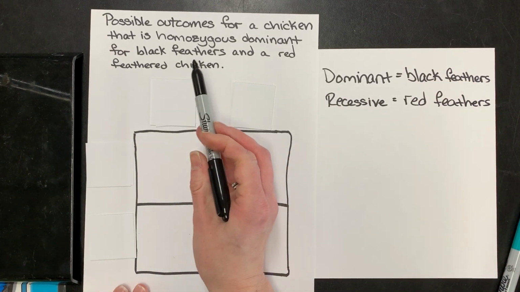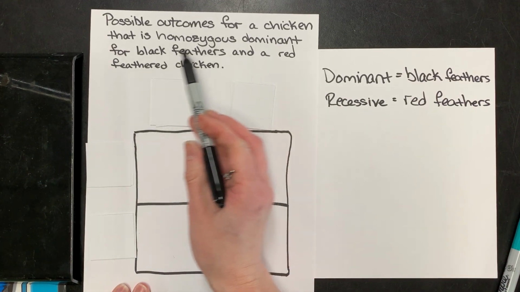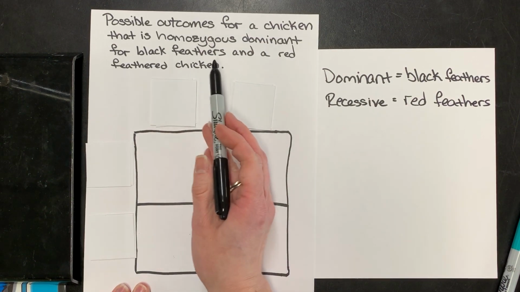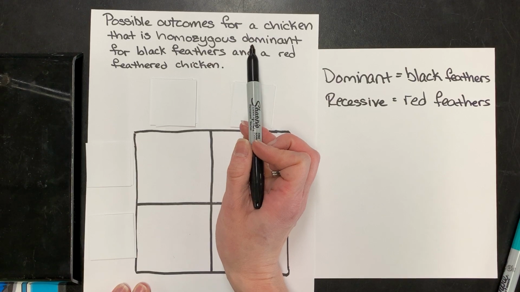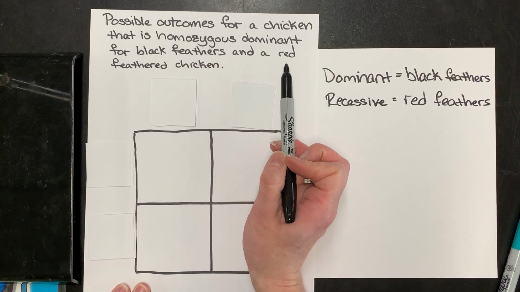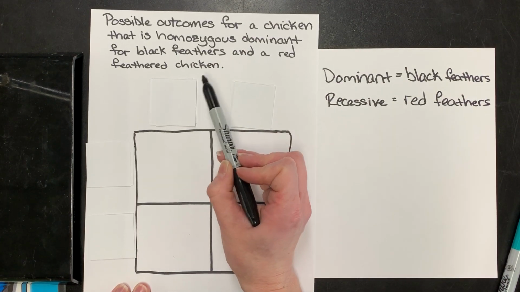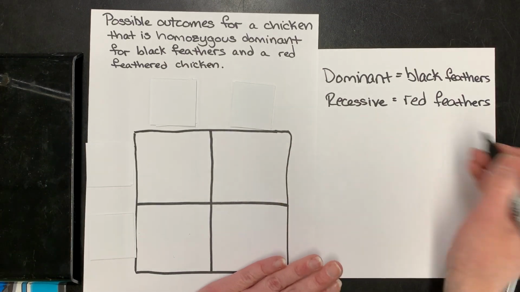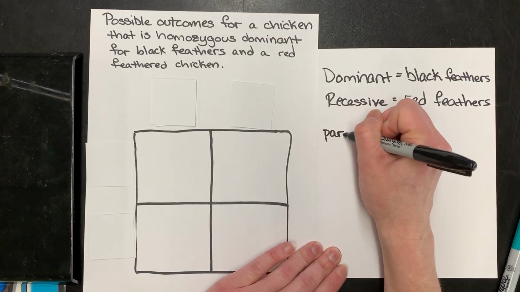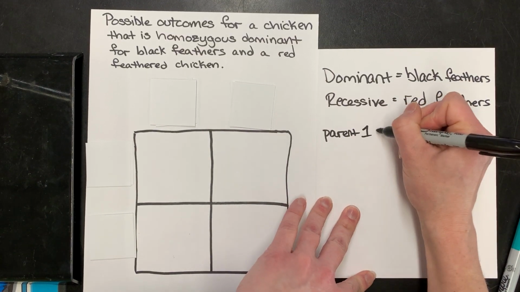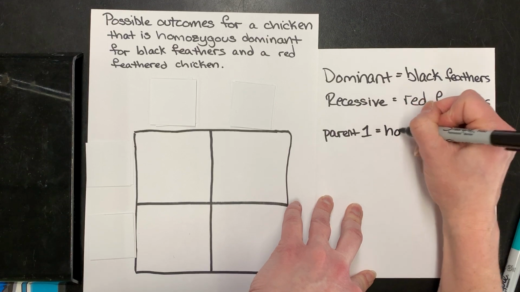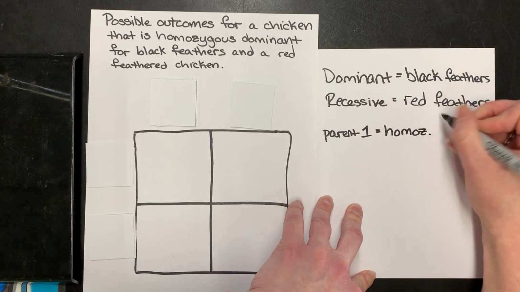I know this because here it says homozygous dominant for black. So dominant is black feathers. And if it's not the dominant trait, it gives you the other trait, which is red. Therefore, the red feathered chicken has to be the recessive trait. So parent 1 is dominant and homozygous.